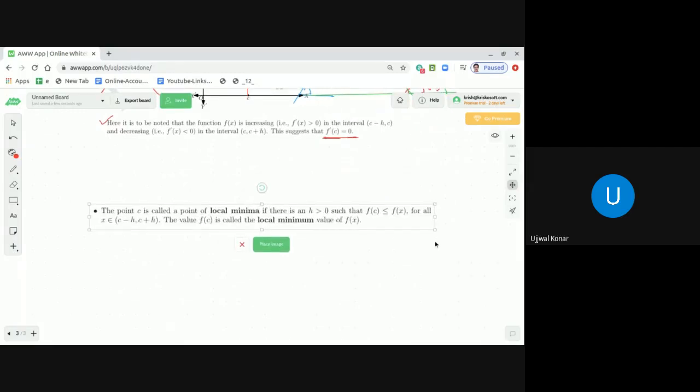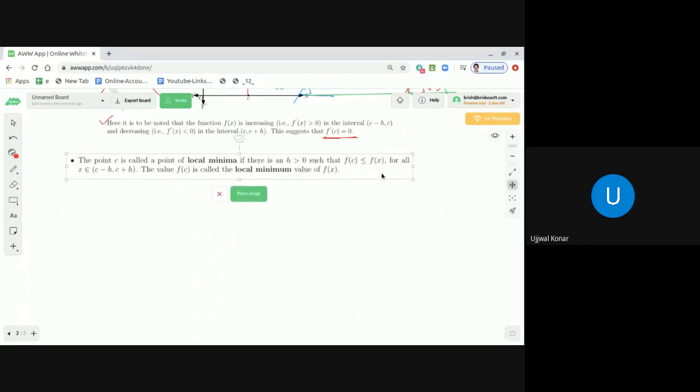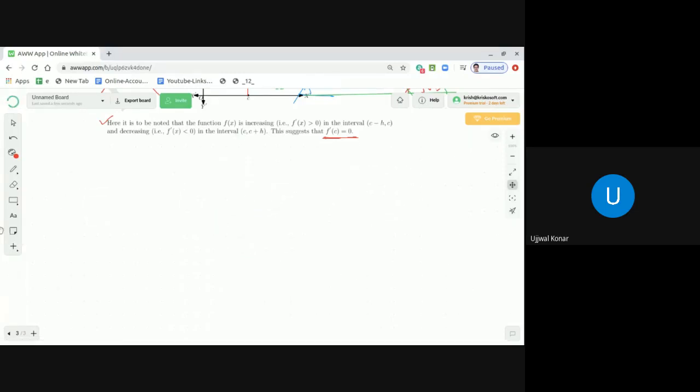Okay, dear students? So, the point c is called a point of local minima if there exists an h greater than 0 such that f(c) is less than or equal to f(x) for all x belonging to the open interval (c minus h, c plus h). The value f(c) is called the local minimum value of f(x). Let us give a visual representation of this statement. It is just like what we discussed about the local maxima. It is similar to it.